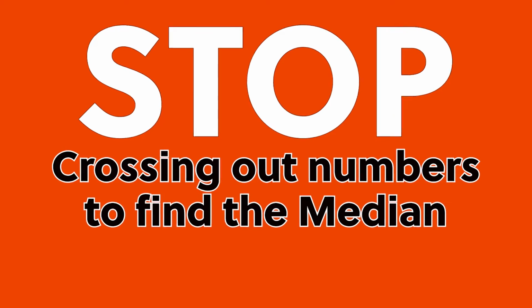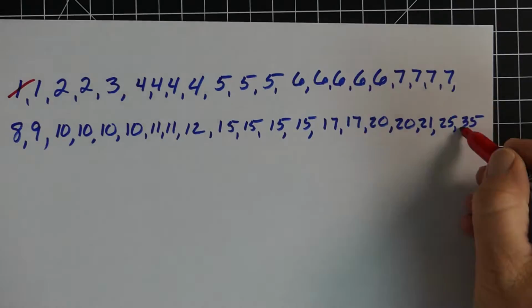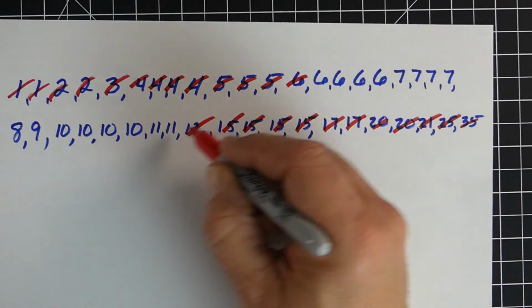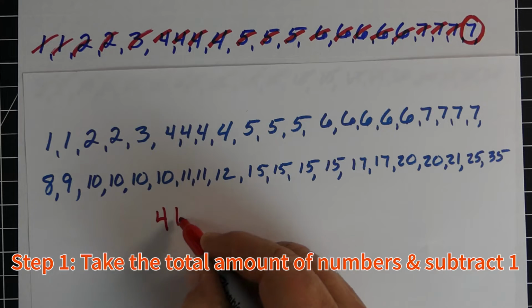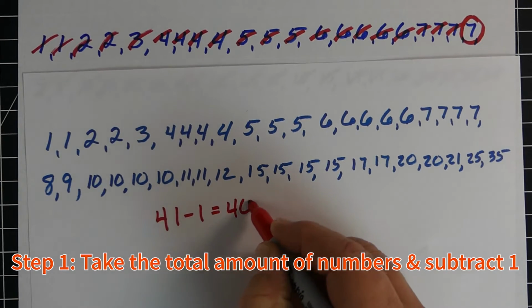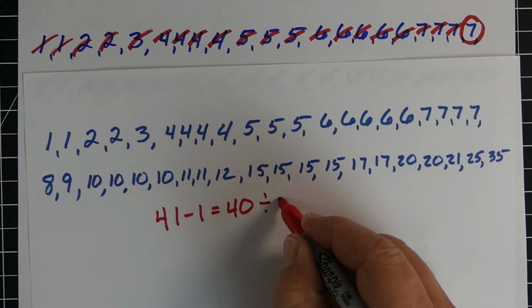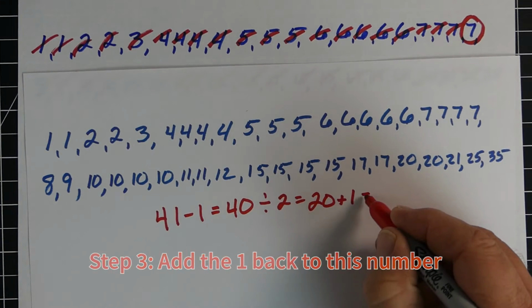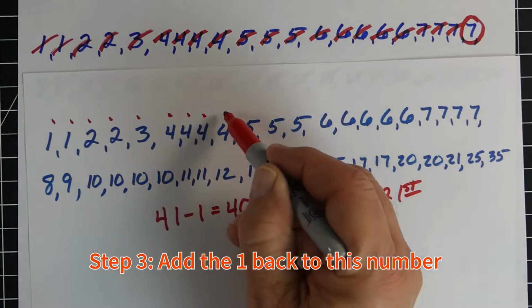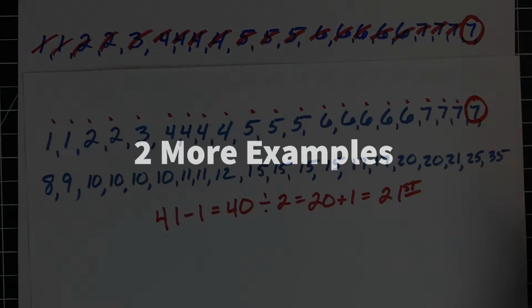One of the things that always drives me nuts is watching students try to cross out every single number to find the median. Not only does it take forever, but it also increases your chance for a mistake. Instead, let's do this with an odd amount. Take away 1 of the total digits. So if there's 41 numbers, subtract 1, that's 40, divide by 2, that gives us 20, and then add the 1 back. So what this means is the 21st number is our median.